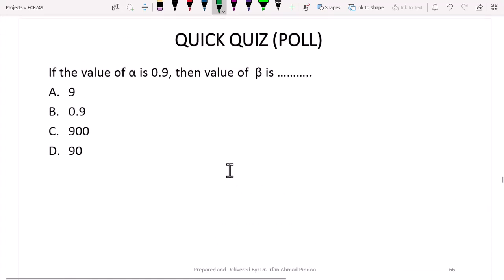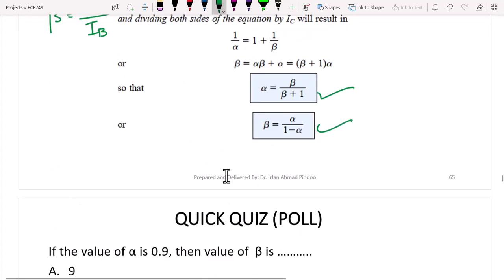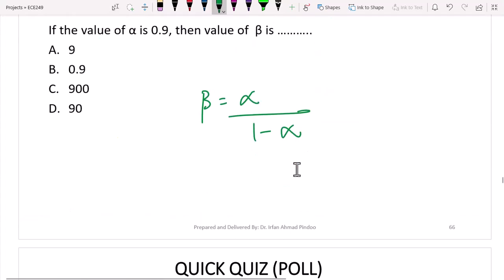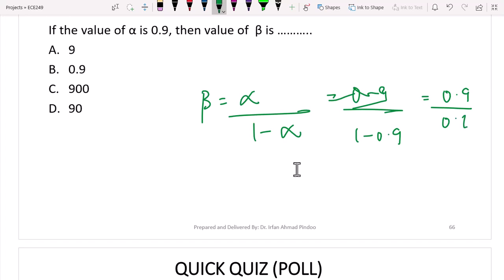Suppose in this question alpha is given and beta is to be calculated. You can use the formula beta equals alpha upon 1 minus alpha. The alpha value is 0.9 and 1 minus alpha is 1 minus 0.9, so it will be 0.9 divided by 0.1, and the value comes out as 9.